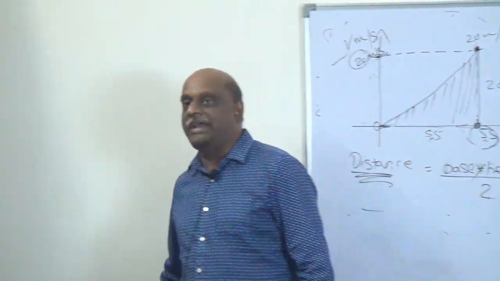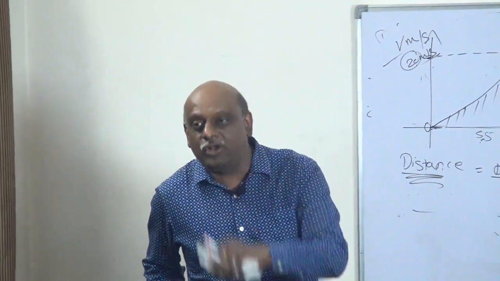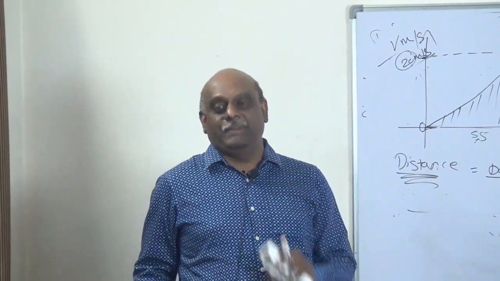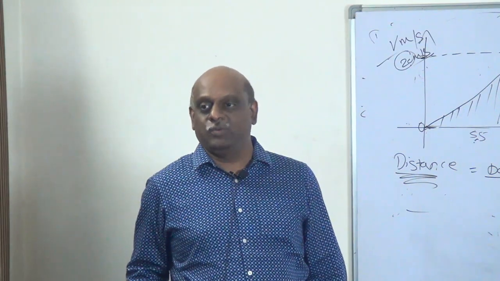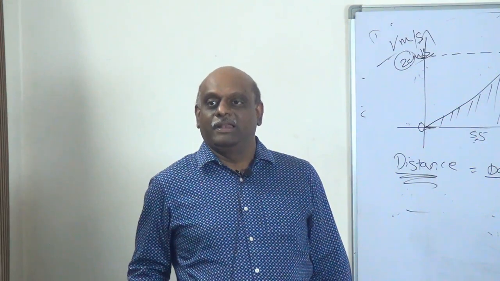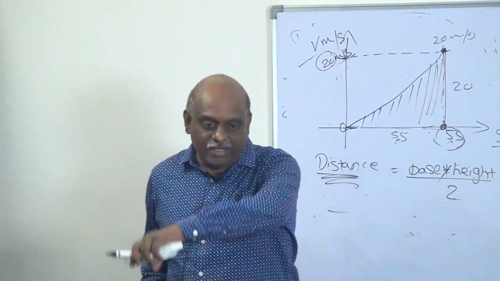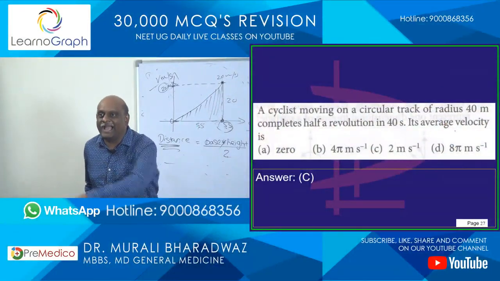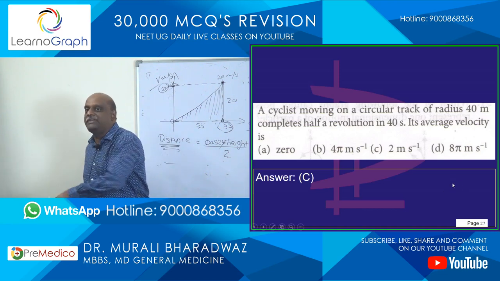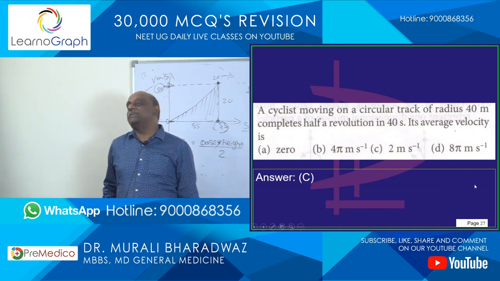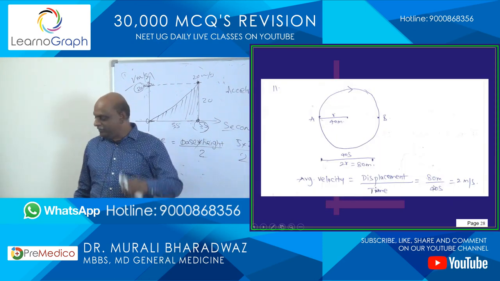So give me the slide. So tomorrow's exam, what are you going to answer? The area under the velocity time graph for a particle, it represents the displacement is what you have to remember. Now, let's take the next question. A cyclist is moving in a circular track of radius 40 meters and he completes half of the revolution in 40 seconds. What is his average velocity? Now you are all experts. Give me the board.